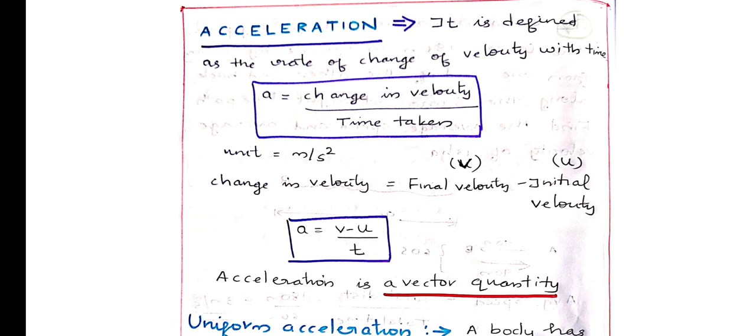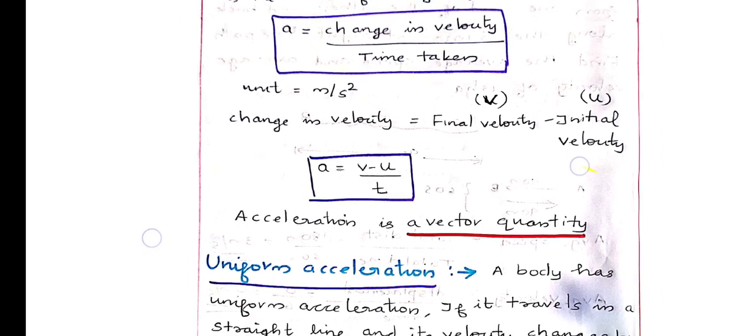So acceleration is a vector quantity. Why is it called a vector? It is the rate of change of velocity, and velocity is a vector quantity. That's why acceleration is also a vector quantity. Is it clear? Okay.